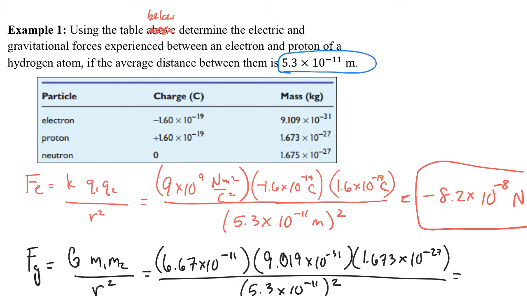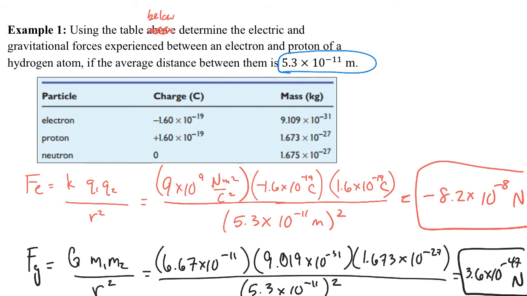For the gravitational force, you're going to get 3.6 times 10 to the negative 47. So let's quickly just discuss, and it's really not even the importance of the answer, it's more of the relative answer I want to talk about. Which of these numbers is bigger? James? First one. Yeah, the first one. Right? This is far larger.